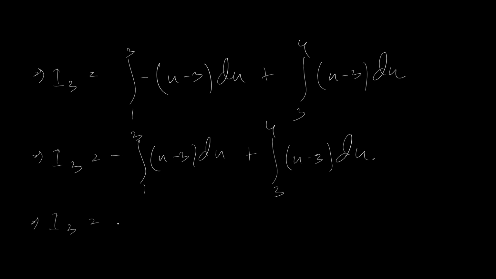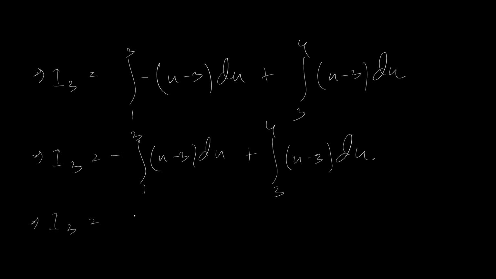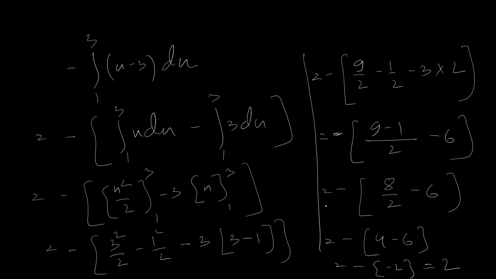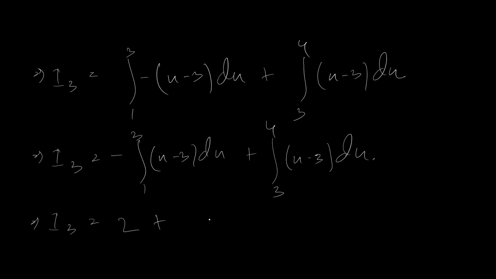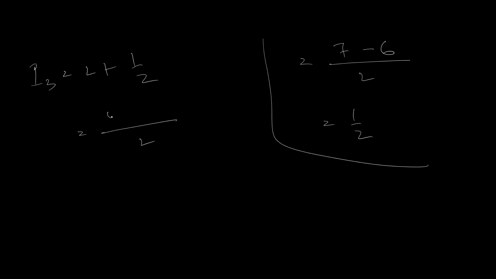So here I3 will be 2 plus 1 by 2, which is (4 plus 1) by 2, so 5 by 2. This is I3, I got 5 by 2.